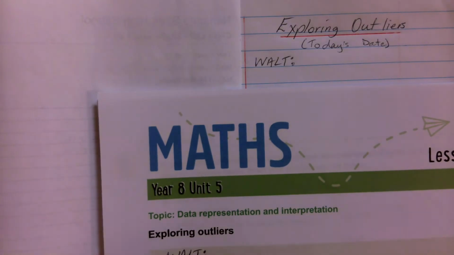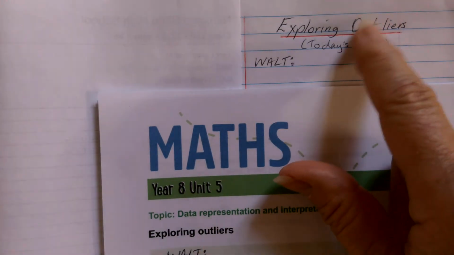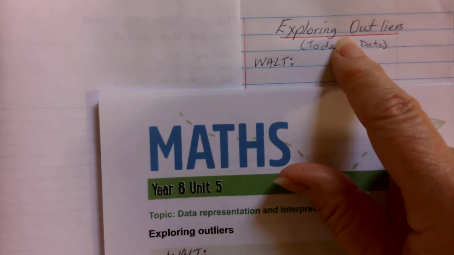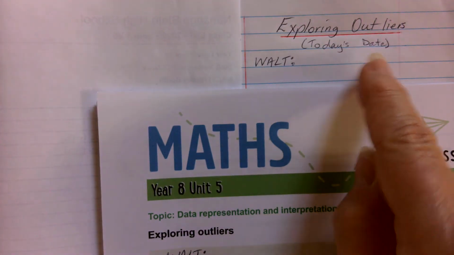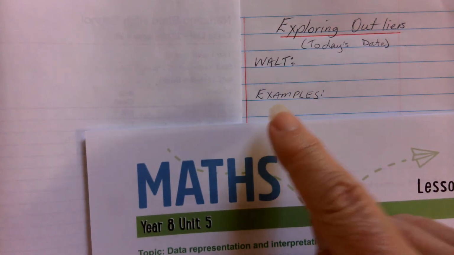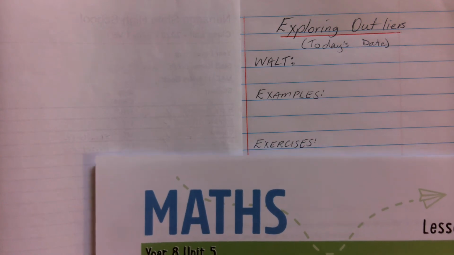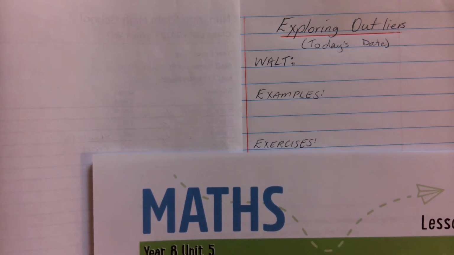Please set up your book so that you've drawn a line down the centre with a red pen and a ruler. You've put your title in and underlined it. You've put today's date and we will put in our Walt first. We will then have some examples and some exercises. So do that first, turn it off.